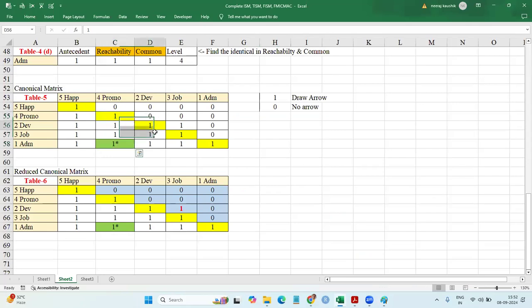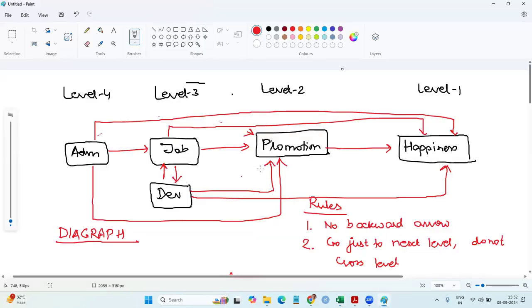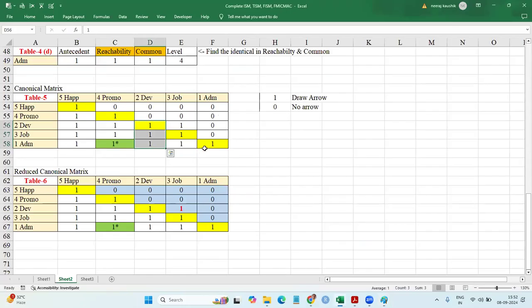Next one, development, three arrows, except one, two are there. So from admission to development and admission to job. This one will cause job, etc. And job similar. And from admission, it will go only to admission.